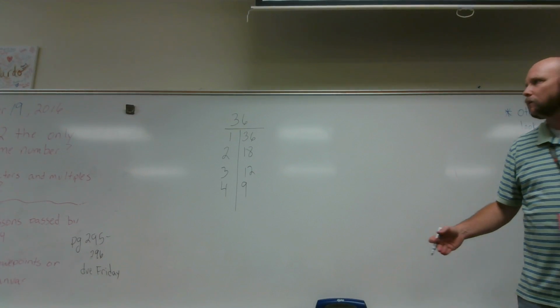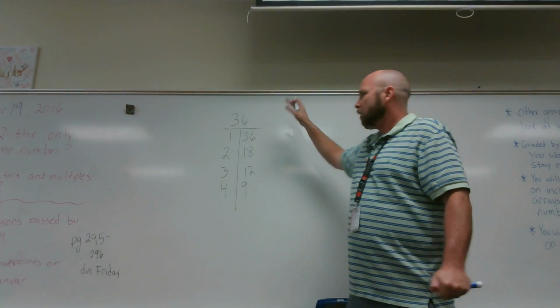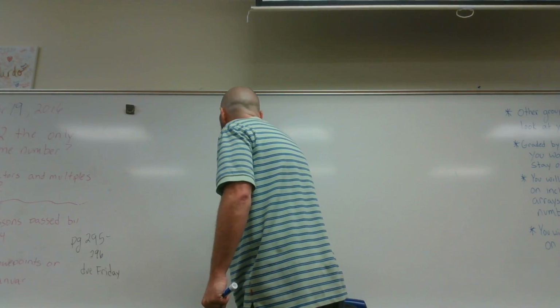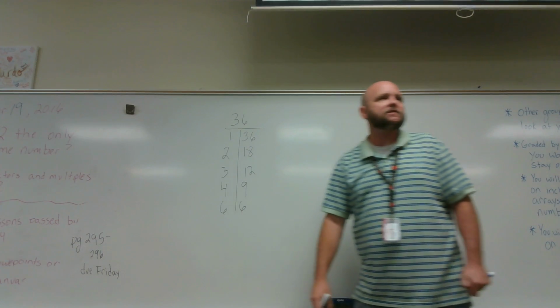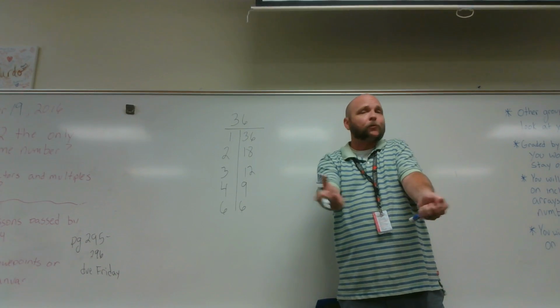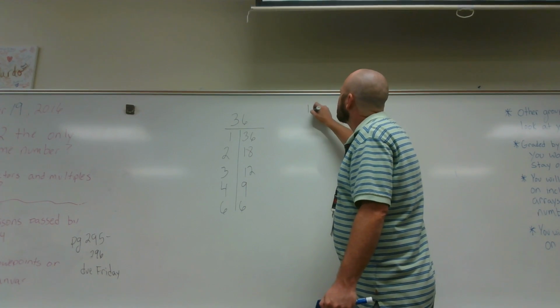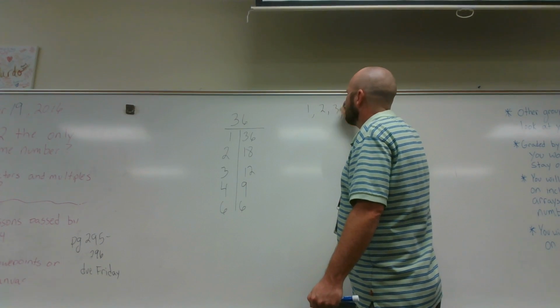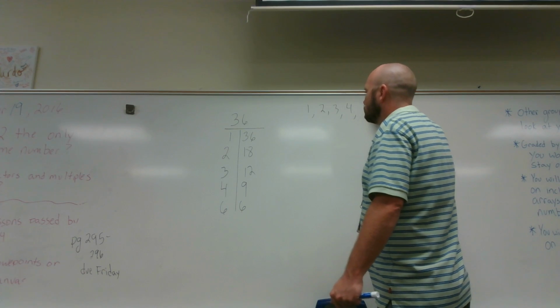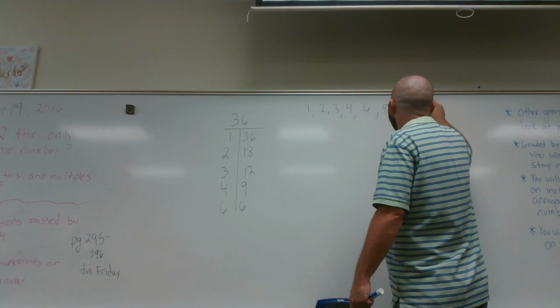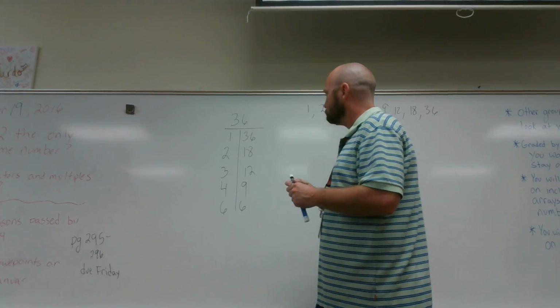Is 5 a factor of 36? No, because it doesn't end in a 5 or 0. Is 6 a factor of 36? Okay. So it would be 6 times 6. So on the paper, if it asked you to list all the factors of 36, you'd list it 1, 2, 3, 4, 6, 9, 12, 18, and 36. Nothing times 7 equals 36.